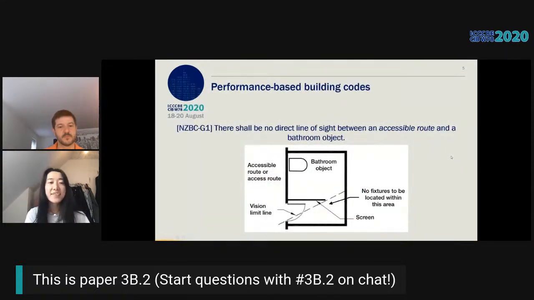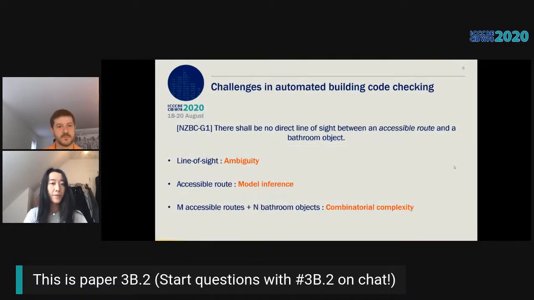Okay, thank you. So here is a building code from New Zealand that says there shall be no direct line of sight between an accessible route and a bathroom object. Reflected in this picture, this means that no bathroom fixtures can be installed below the vision limit line. So this code being performance-based, it is actually hard to check because it evokes concepts about human experiences and behaviors such as line of sight that is ambiguous, accessible route that has to be inferred from the building model using additional assumptions, and it's not always optimal to check every combination of accessible routes with bathroom objects.